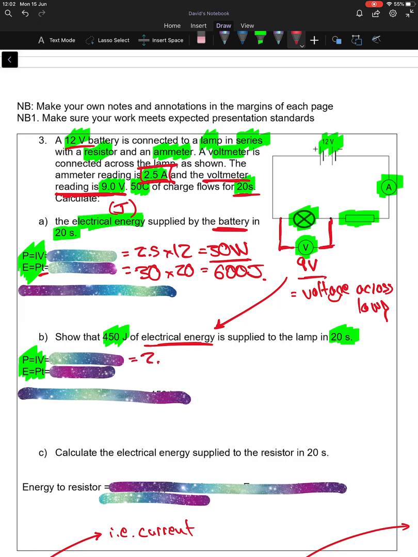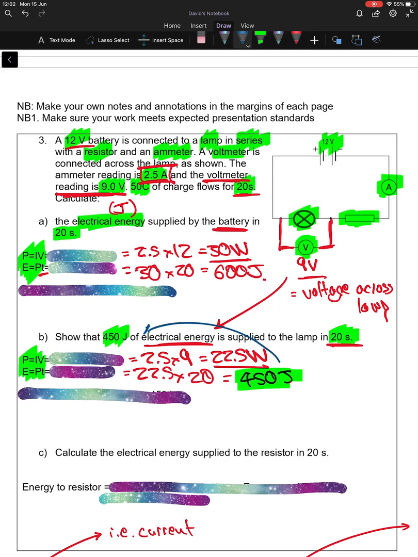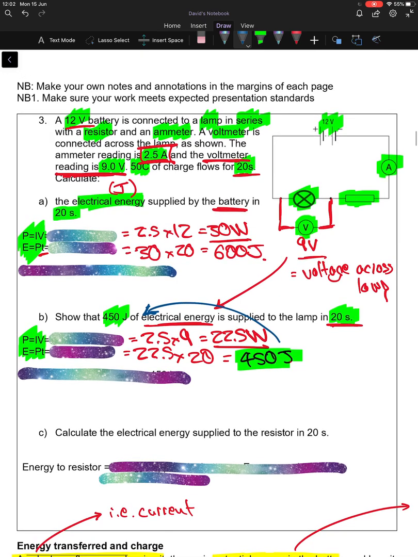What is our current? We've done this already. This is the same in series. So it becomes 2.5 times 9. It's 22.5. It's power, so it's watts. We've now got our power. So we can do 22.5, and over how many seconds? It's 20. So 22.5 times 20 equals 450 joules, which, as you'll see, is the same as what was in the question.